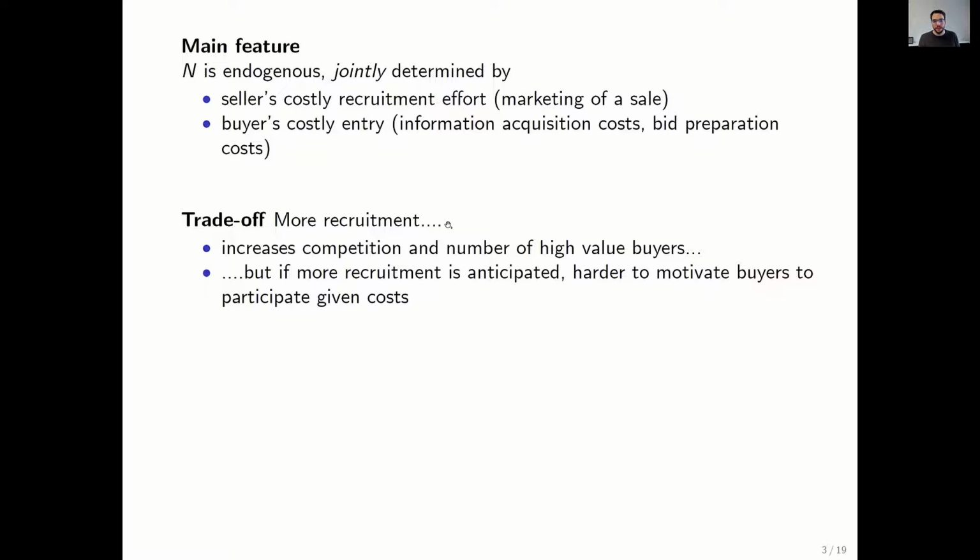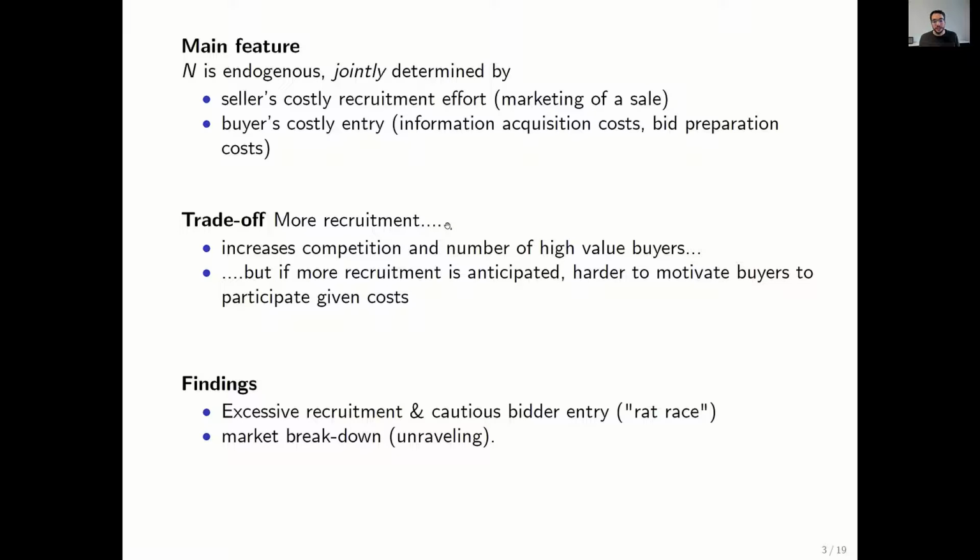And the main finding is that this leads to inefficiencies. One inefficiency is that there can be wasteful recruitment by the seller. And second, there could be a market breakdown, so we don't get any trade.